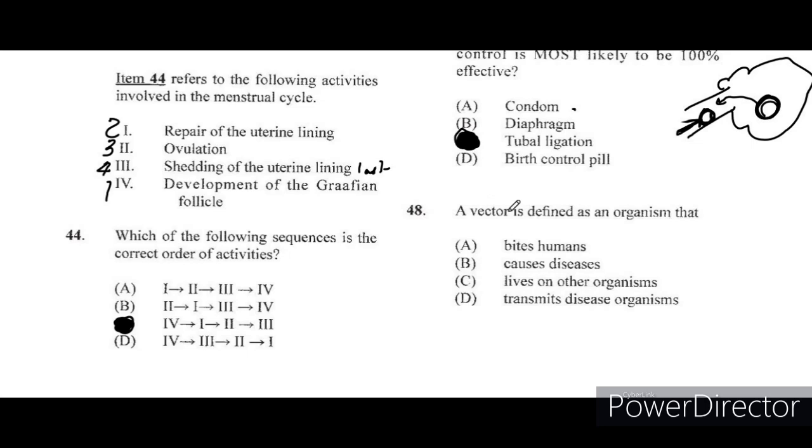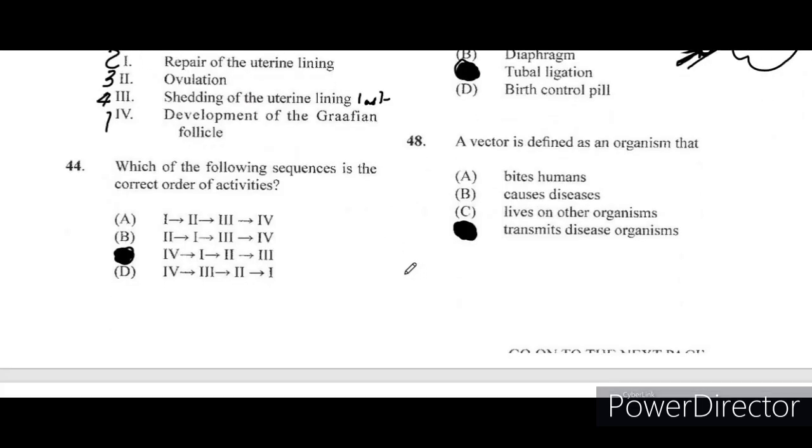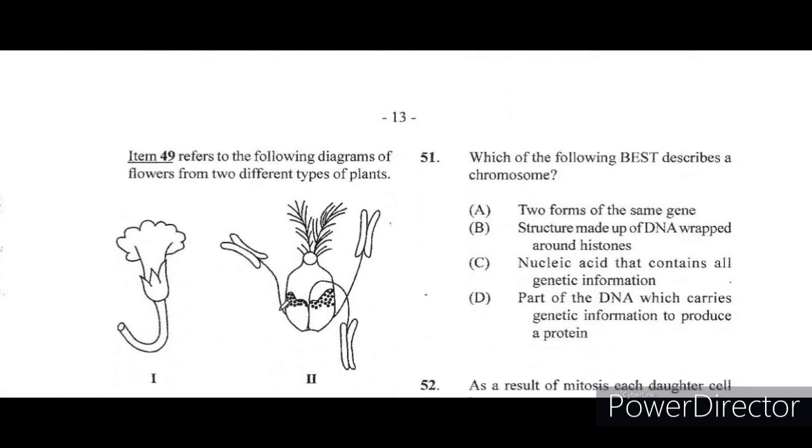Right, 48. A vector is defined as an organism that transmits diseases. Yes, it's true. D is the answer. It transmits the disease. 49.